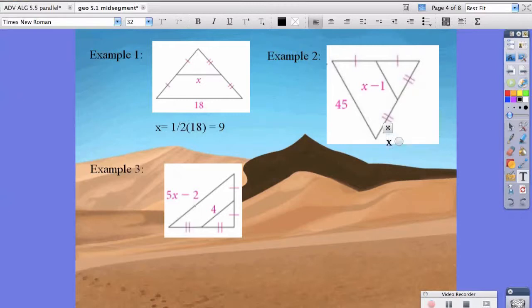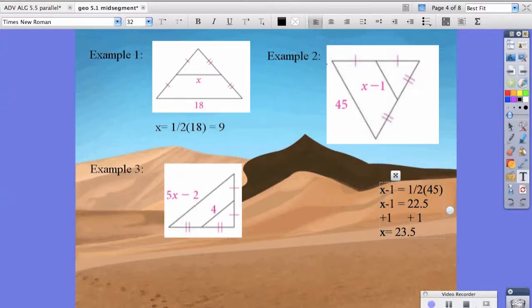Now 2 looks a little bit trickier, but it's exactly the same. It says that X minus 1 is equal to 1/2 of the line segment whose measure is 45. All we need to do is take half of 45, so that's 22.5, and then we're going to add 1 to both sides to isolate the X, and we get X is equal to 23.5.